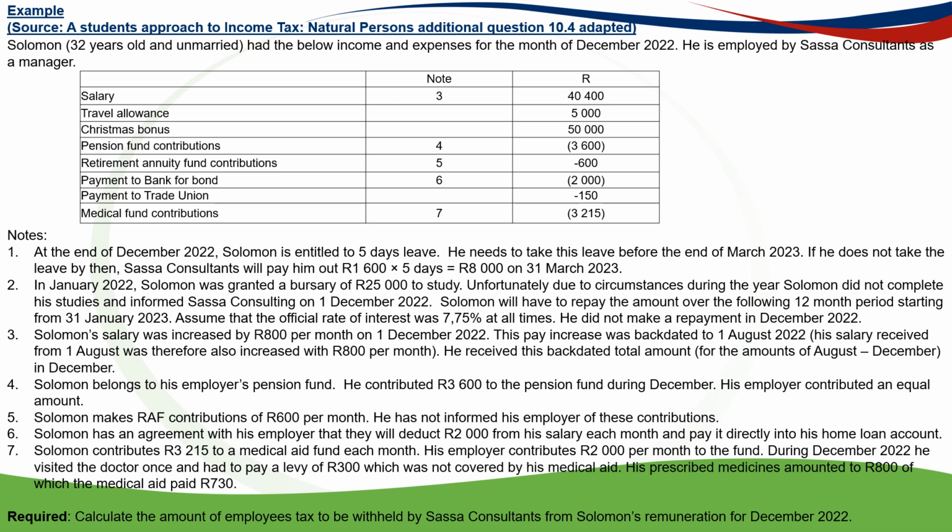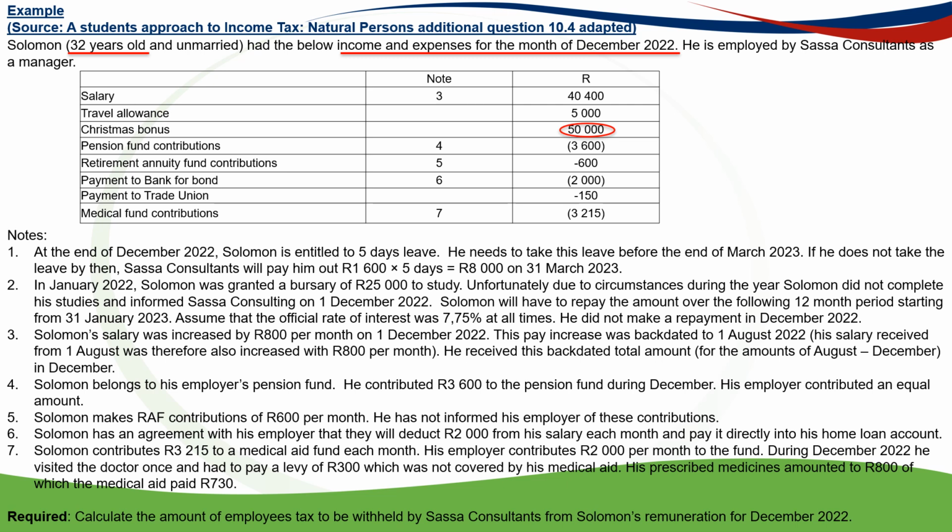As you read through the question, there's important information that you should pick up immediately and know how to apply. So Solomon is 32 years old, so he doesn't get any special treatment because of his age. So he's not 65 or 75 or older. And all the income and expenses in the table below for December 2022 was given per month. That's important to remember, so it has to be annualized to get the annual equivalent remuneration, except for the Christmas bonus.